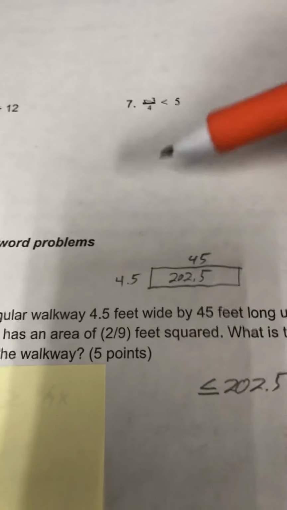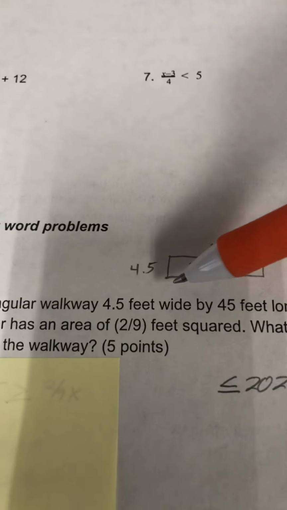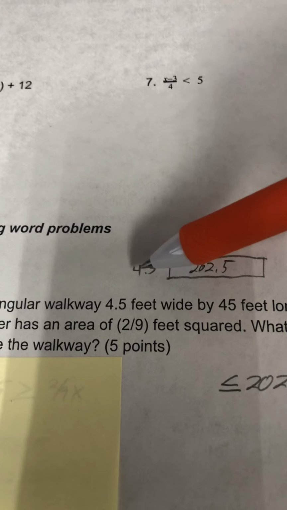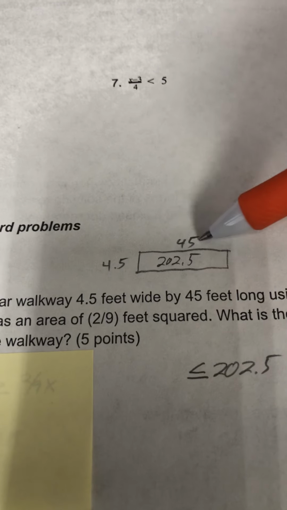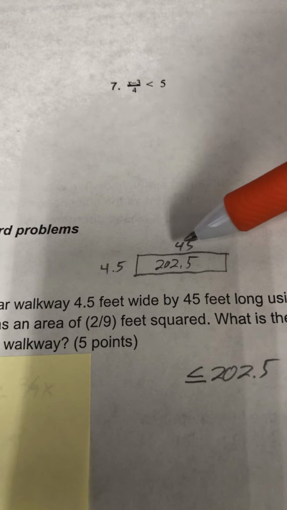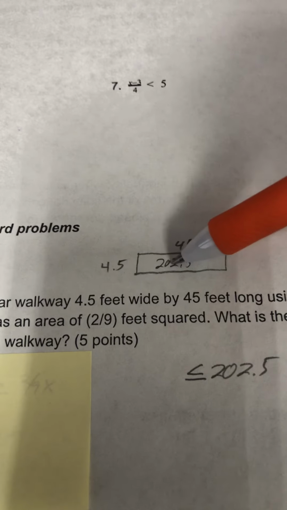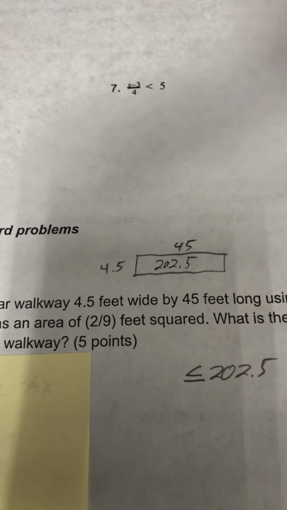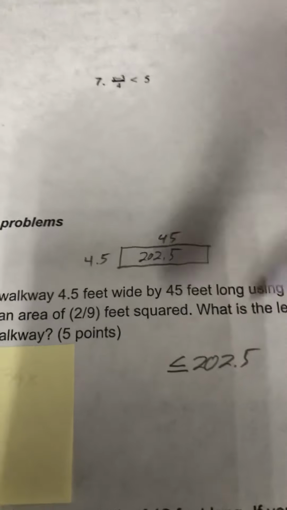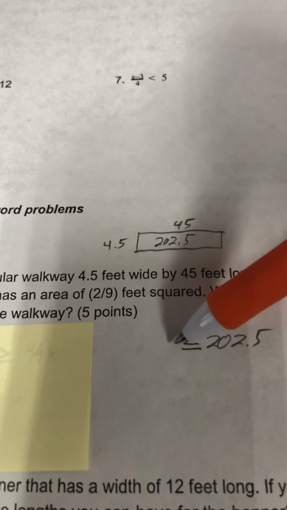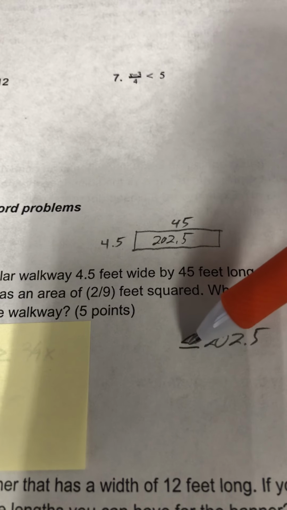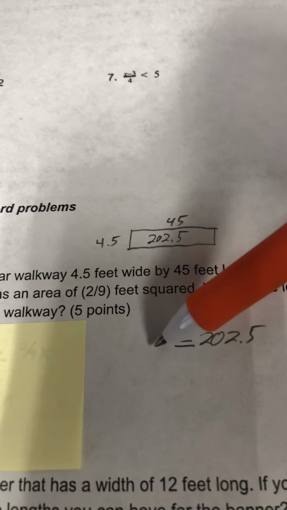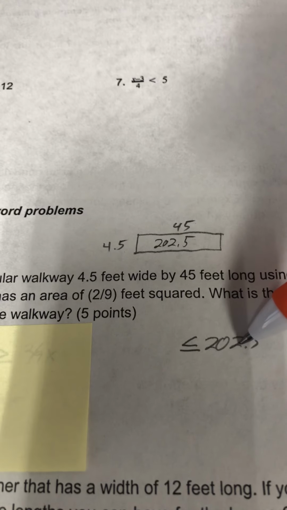I worked this problem out. I don't want to show that, but I want to bring some things to light here. I just drew a little diagram. I have 4.5 feet wide, and I have 45 feet long. Now, area is length times width, so length times the width gives you 202.5 feet of area. So you're going to be, you could equal 202, but you're going to be less than that. Anything more than that is going to be too much.